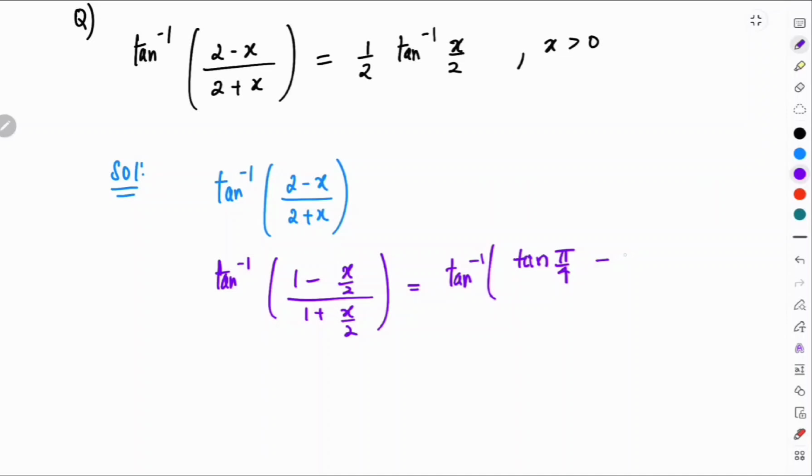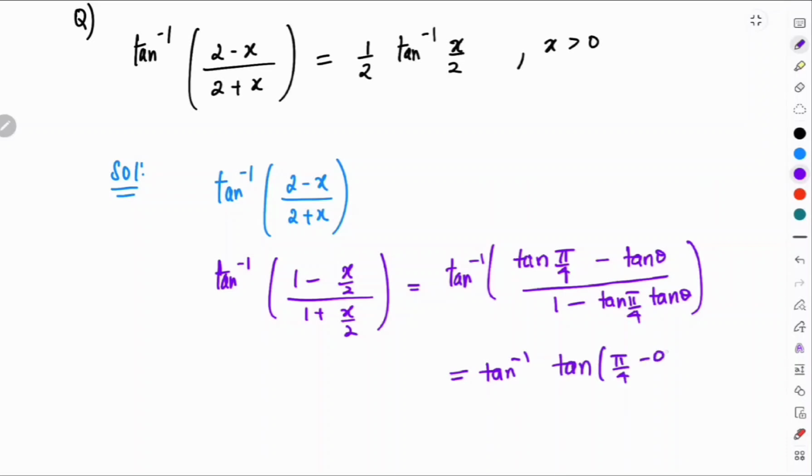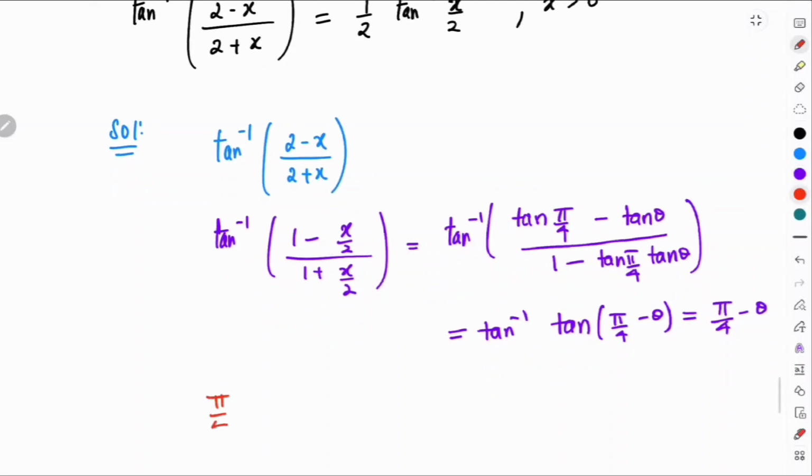let's assume x by 2 as theta. So tan theta, we'll keep tan theta over here divided by 1 minus tan pi by 4 into tan theta. So we are going to get tan inverse of tan pi by 4 minus theta. That's nothing but pi by 4 minus theta. So which is equivalent to pi by 4 minus, so we have assumed that tan theta is equal to x by 2. So theta is nothing but tan inverse x by 2.